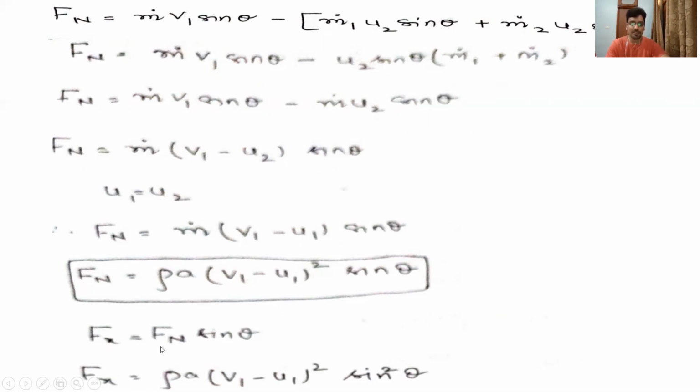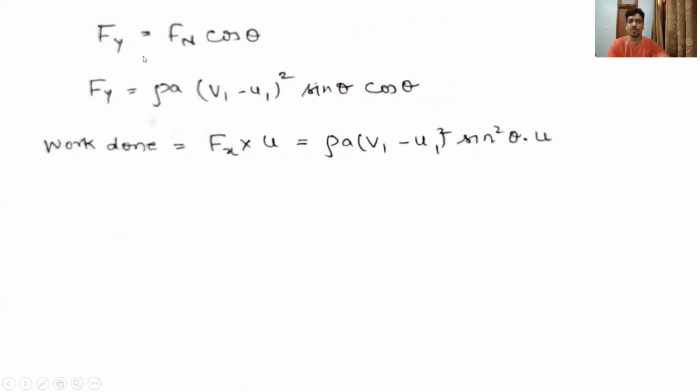Put the value of Fn in this equation, we will get Fx equals to rho a (v1 minus u1) square into sine theta into sine theta. So it will be sine square theta. So this is the value of Fx. Now what will be the value of Fy? Now the value of Fy equals to Fn cos theta. So put the value of Fn in this equation. So Fy equals to rho a (v1 minus u1) whole square sine theta into this cos theta.